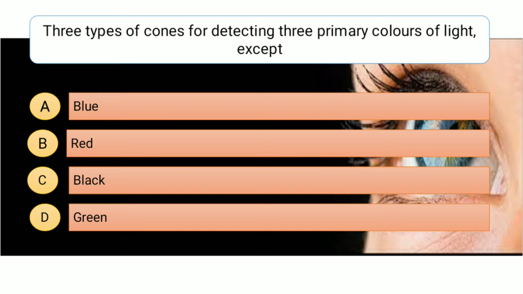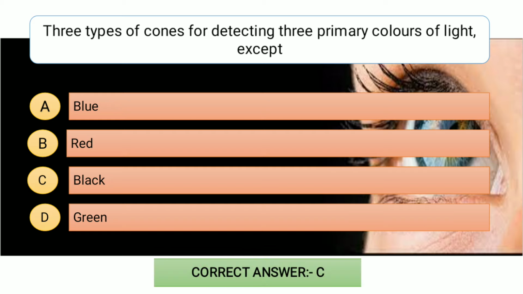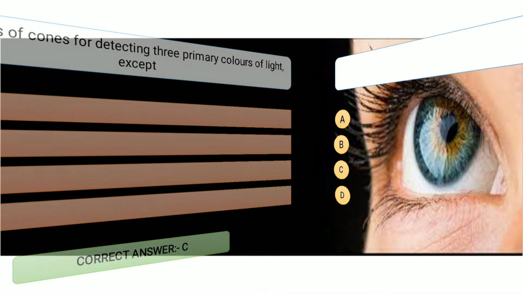So these three types of cones are useful for detecting three primary colors of light, namely blue, green and red. Therefore, the correct answer for this is option C, that is black. And typically color blindness occurs when one of these types of cones, that is blue, red or green, is not present. Okay, moving to the next question.